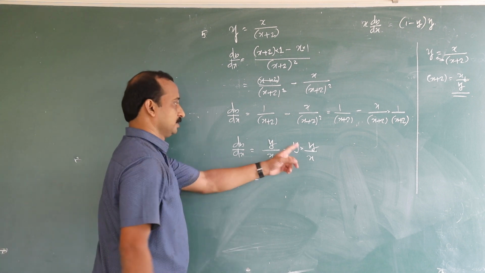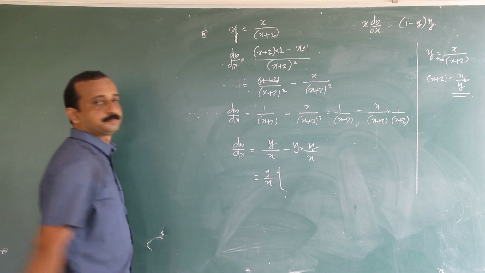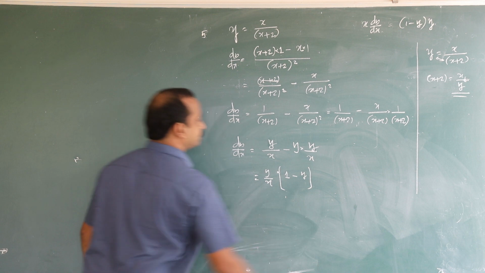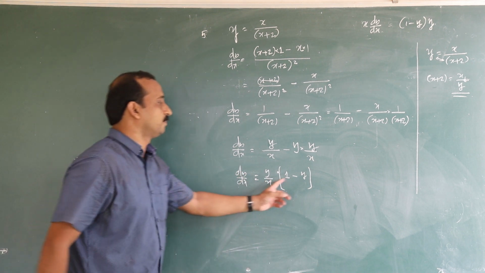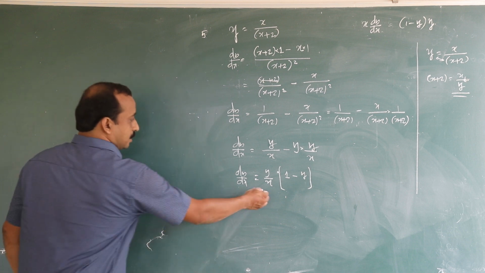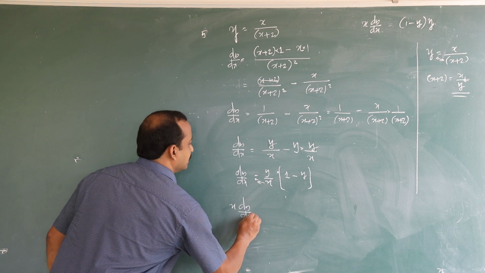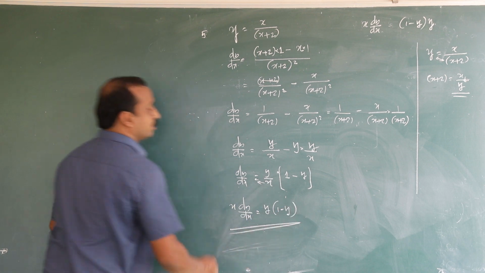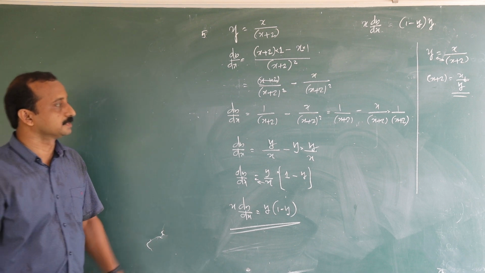That is equal to, here in the numerator and denominator we get y by x as common. Therefore, we get 1 minus y. dy by dx is equal to y by x into 1 minus y. On cross multiplying x, we get x into dy by dx is equal to y into 1 minus y, or 1 minus y into y. That's all. It's a simple question.